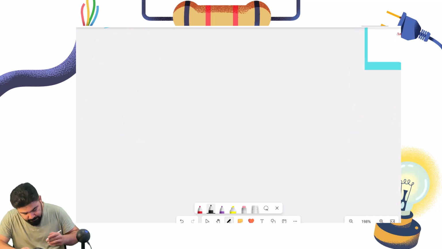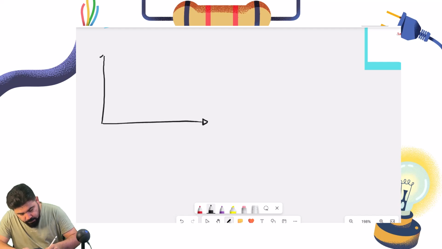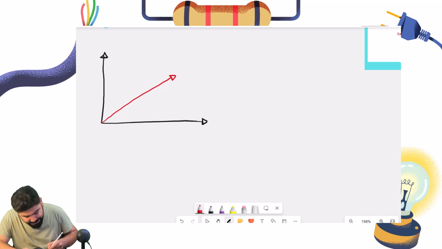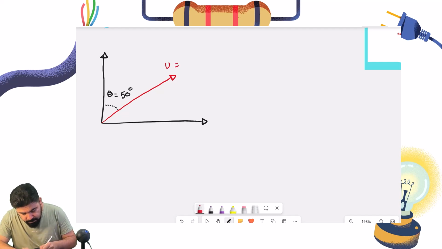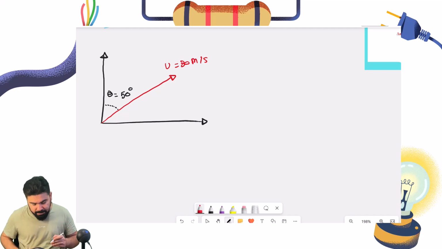Let's take another example. This time we also have a vector like this, but this time the vector is making an angle with the y-axis. So theta is equal to, let's say, 20, or 20 is too small for this, so I'm going to say theta is equal to 50 degrees. The velocity of this object is equal to, let's say, 30 meters per second. Or it can be 30 kilometers per second, doesn't matter.